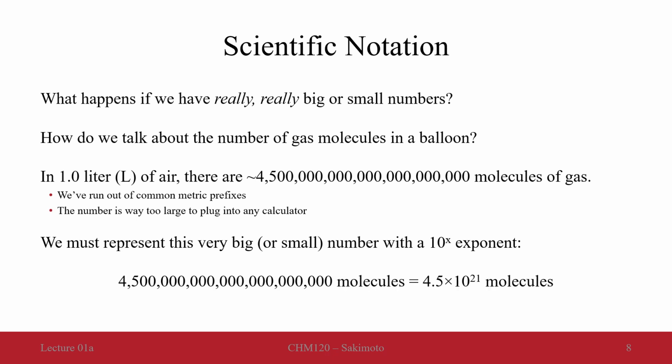So we can take this very, very large number, this impressive number of molecules, and we can divide out all the zeros and write equivalently as 4.5 times 10 to the power of 21 molecules. This times 10 to the 21 molecules helps separate out the zeros, and is what we use for scientific notation, dealing with these very, very large, or in some cases, very, very small numbers.